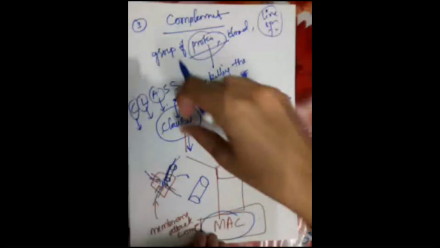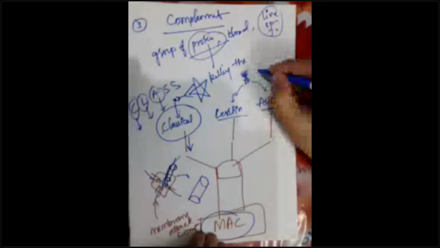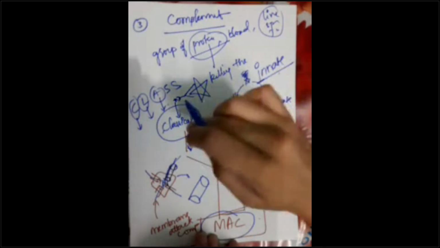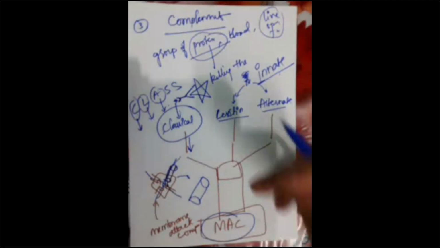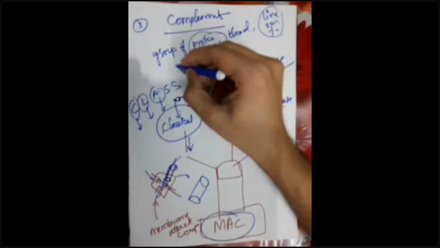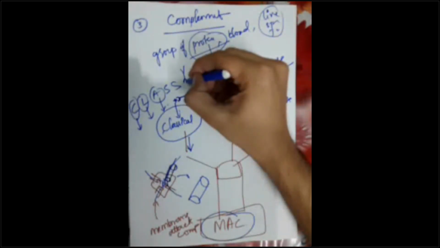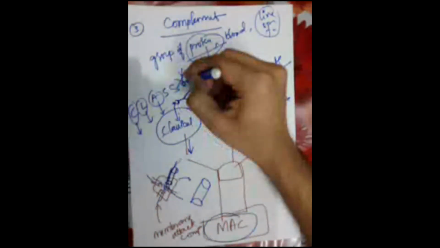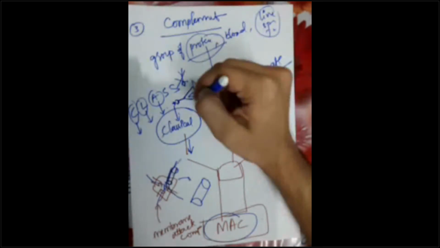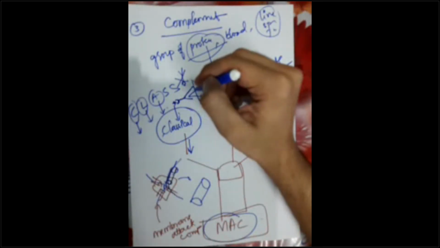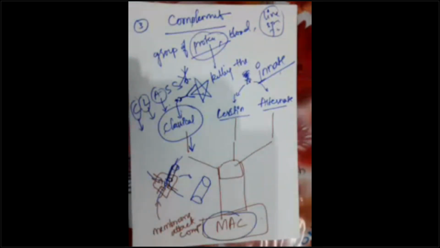So there are three pathways: classical, lectin, and alternate. These two come under innate immunity. And classical is initiated by the Fc portion of the antibody, which is this thing. Antigen antibody complex. Someone will say antibodies are freely found in the blood also. Will the Fc region of the free antibody also activate the classical pathway? No, only an opsonized bacteria, the antibody which is bound to the antigen. Only the antigen antibody complex can activate the classical pathway.